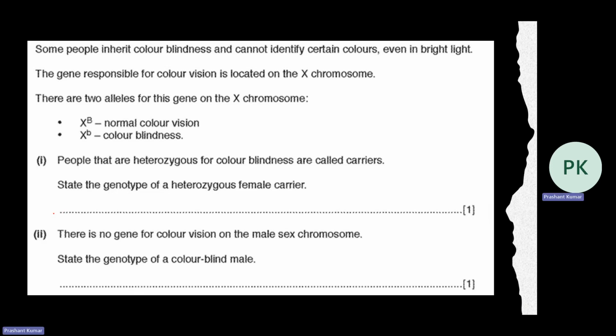Okay, so let's do the question. Some people inherit color blindness and cannot identify certain colors even in bright light. The genes responsible for color vision are located on the X chromosomes. So in the question, they have given the notation, so we'll use the same. Normal is XB, colorblind is Xb. People that are heterozygous for colorblindness are called carriers. What is the genotype of the heterozygous female carrier? It will be XB and Xb, so this is the normal gene and this is the defective gene. There is no gene for color vision on the male sex chromosome. State the genotype of a colorblind male. Of course, the colorblind male will be like this.